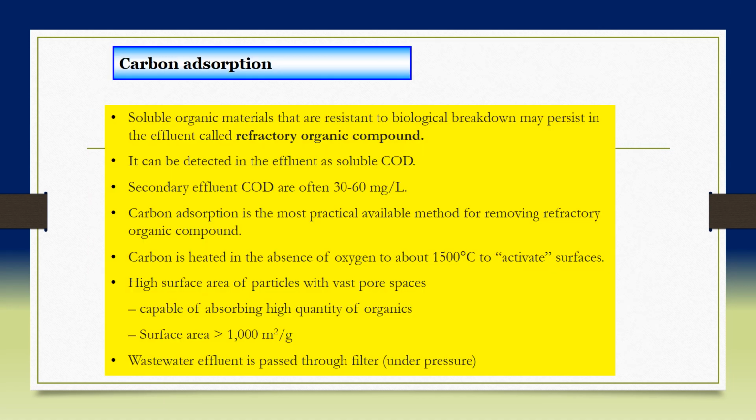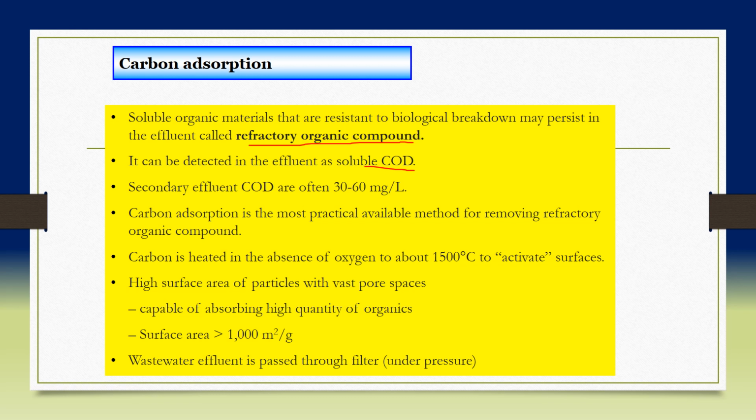Okay, next is the carbon adsorption. So soluble organic material that is resistant to biological breakdown may persist in the effluents, called refractory organic compound. So it can be detected in the effluent as soluble COD. So kalau macam carbon adsorption ni, biasa kita boleh remove COD.